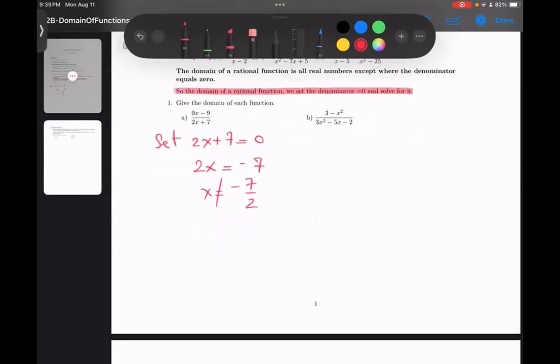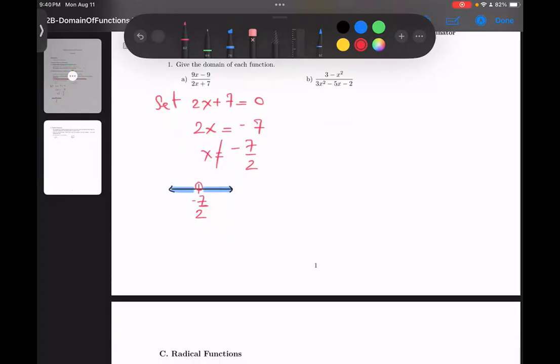So if we draw this on the number line, negative 7 halves is right here. Now, we don't want it. Everything to the right of negative 7 halves or to the left of negative 7 halves is fine. Any values to the left or right of negative 7 halves are fine, as long as it's not negative 7 halves.